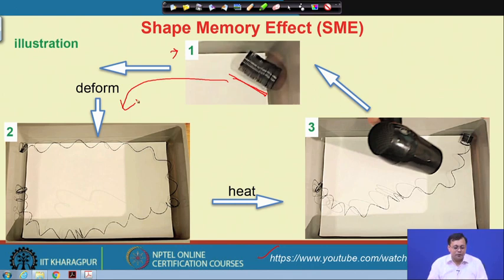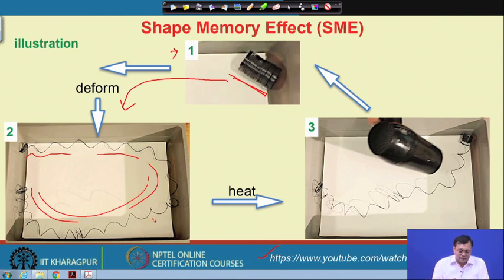After deformation, this spring is strained to a very long shape, a large amount of plastic deformation has been given, and then we release the stress. This is the shape of the spring in the unstressed condition, meaning the apparent deformation has already been given. Now I take this spring and heat it with a hair dryer. The hair dryer increases the temperature of the spring, and you see some parts have already recovered the initial shape, and after some time it completely recovers.